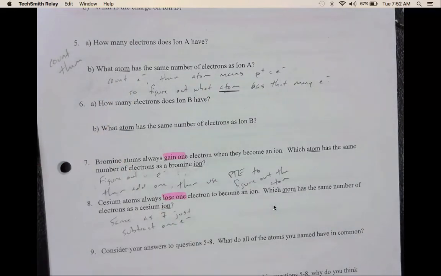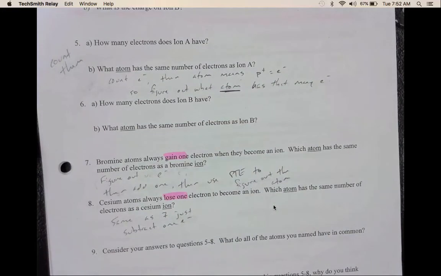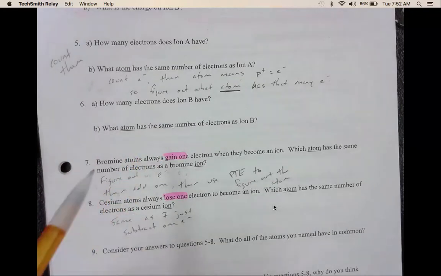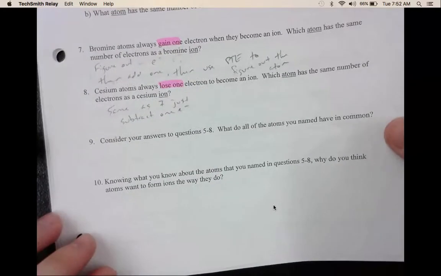So now that we know how many electrons we have, we know protons equal electrons, so then we know that the number of electrons equals the atomic number. So now we can use our periodic table to figure out which atom has that many electrons. We do the same thing for 6, just this time we're doing it with ion B. So then next question 7.